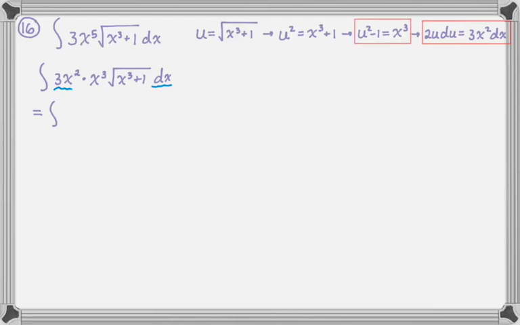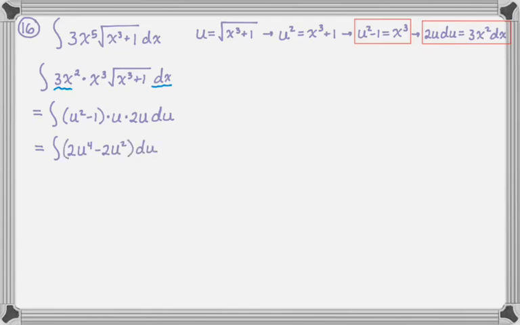The x cubed that's there, I'm going to use u squared minus 1. So I'm going to start with just u squared minus 1. And then the radical thing is u. And then 3x squared dx is 2u du. And now a complicated looking thing ends up looking relatively simple. I mean, I don't know if any of them are really simple, but it's relatively simple.